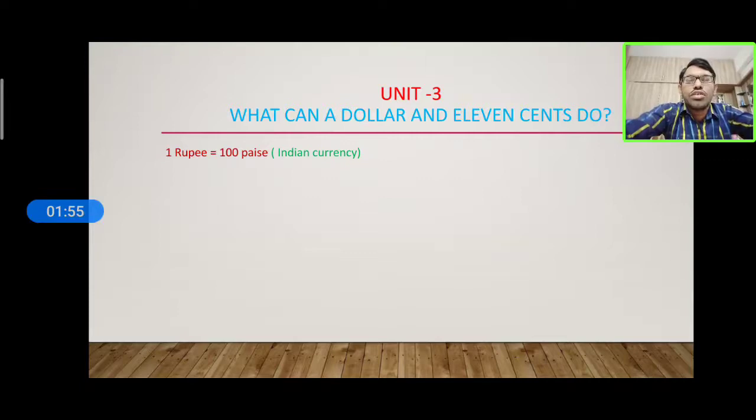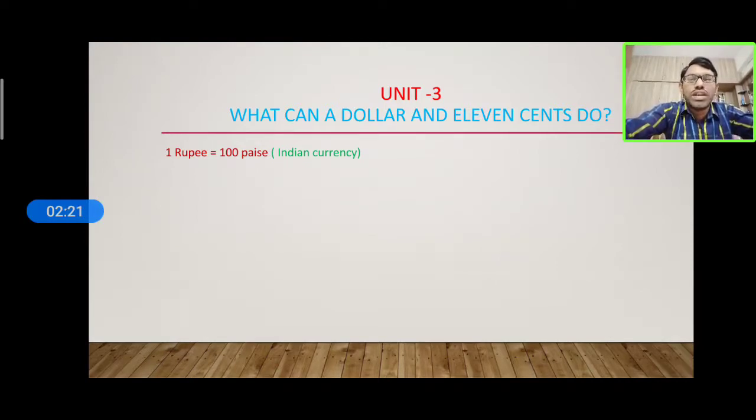You might have learned this already in 5th maths. Here, rupee and paise have a relation: 1 rupee is equal to 100 paise. Less than a rupee is a paise. Now paise is not commonly used, but generally that is the formula. Same like that.